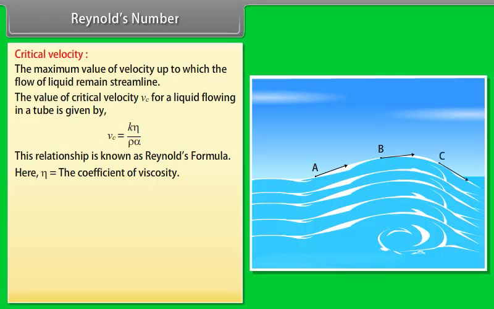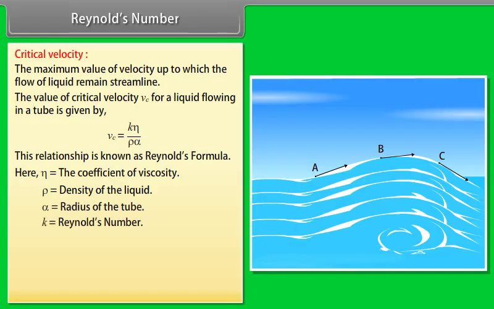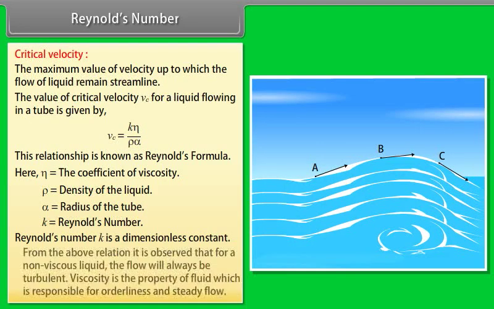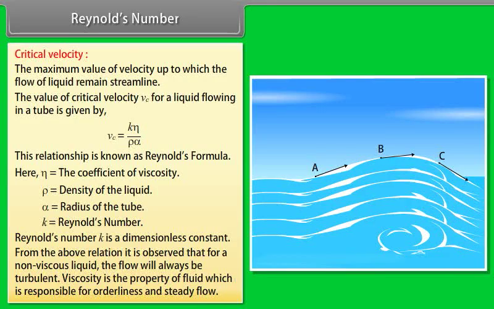Here, eta is the coefficient of viscosity, rho is the density of the liquid, a is the radius of the tube, and K is the Reynolds number. Reynolds number K is a dimensionless constant. From the above relation, it is observed that for a non-viscous liquid, the flow will always be turbulent. Viscosity is the property of fluid which is responsible for orderliness and steady flow.